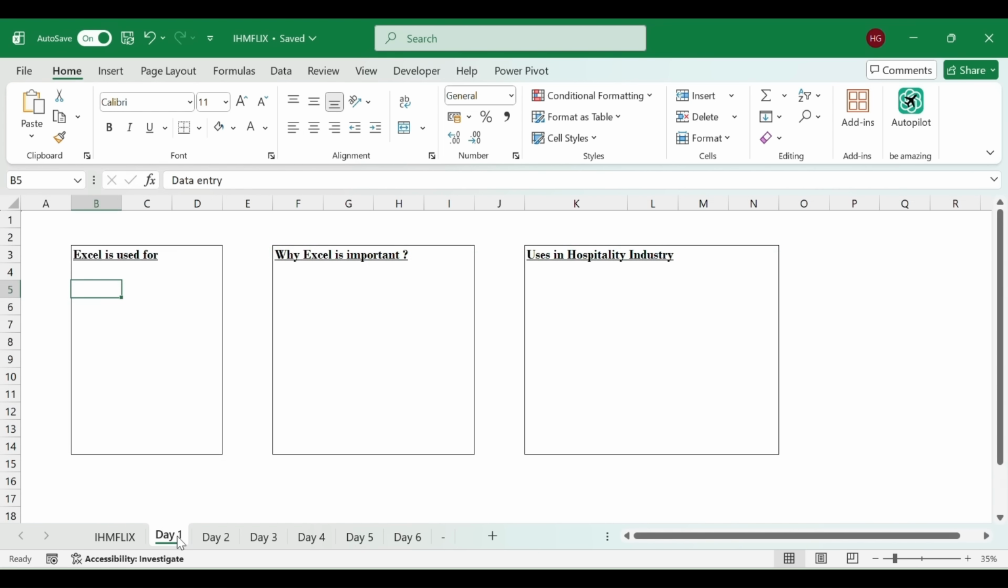Now, starting with the introduction, we all know what Excel is. It is a spreadsheet software developed by Microsoft and is used for various purposes like storing, organizing, analyzing, and presenting data in a structured format using rows and columns. Now, talking about the uses of Excel, we all know the basics, but let's just discuss it. The first one is data entry, calculation, analysis, reporting, and decision making. I hope we all know these basics.